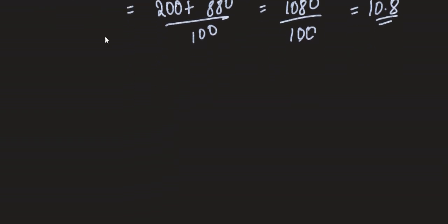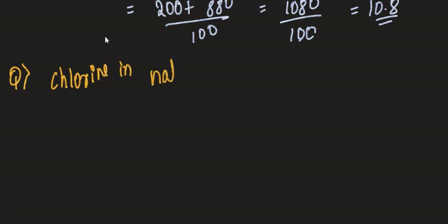Coming to the next question, write down the next question here. Chlorine in nature exists in two isotopes.